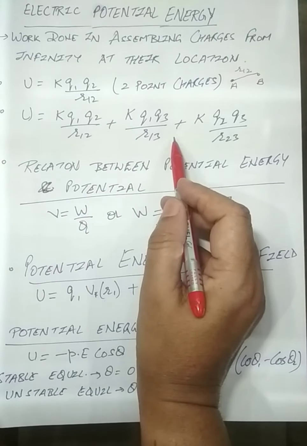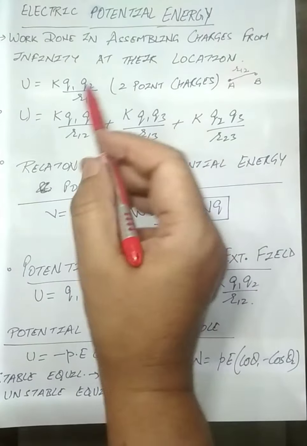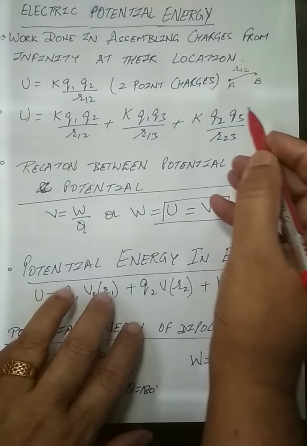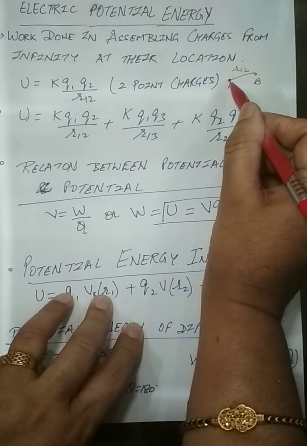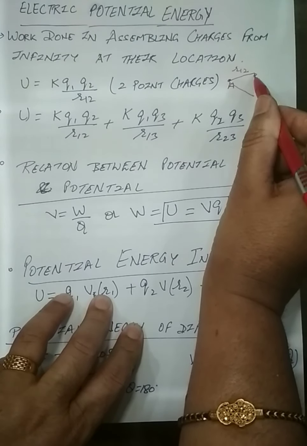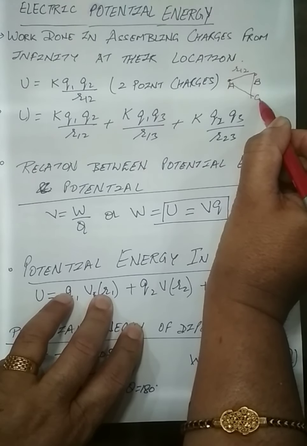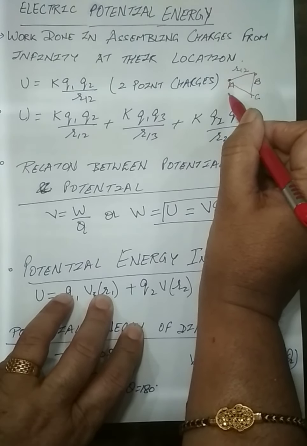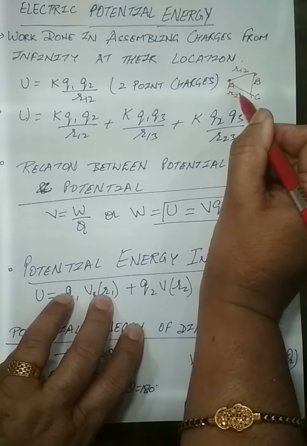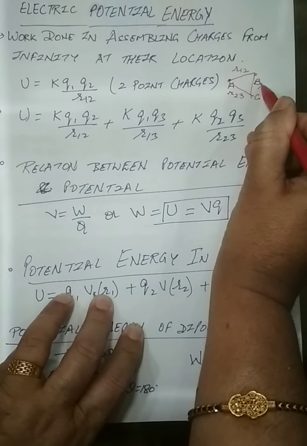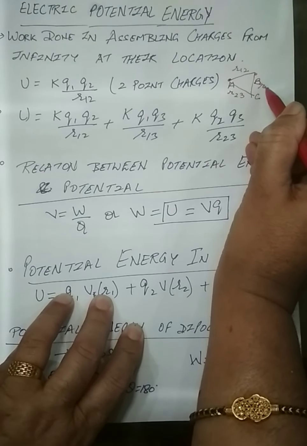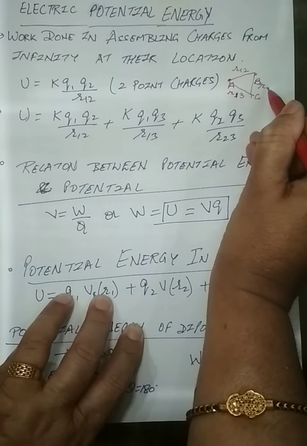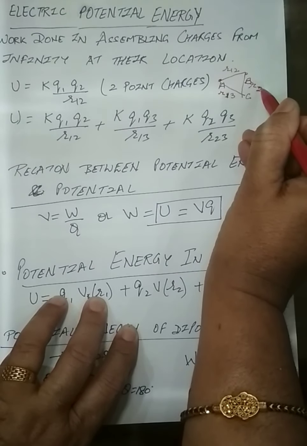If it is 3 point charges, just follow the same pattern. So it's K Q1 Q2 by R12. How will you remember? Now, as there are 2 points, if you bring a third point here, so this is my C point. This is my R12, this will be my R13, and this will be my R23.